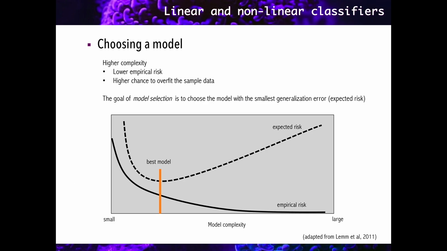In general, as you can see in this figure, the higher the complexity of a model, the lower the empirical risk, which makes a lot of sense. But unfortunately, it will generalize worse. And as a general norm, we should always pick the model with the smallest generalization error. So we should choose carefully. Let's take a look now at the linear classifiers.